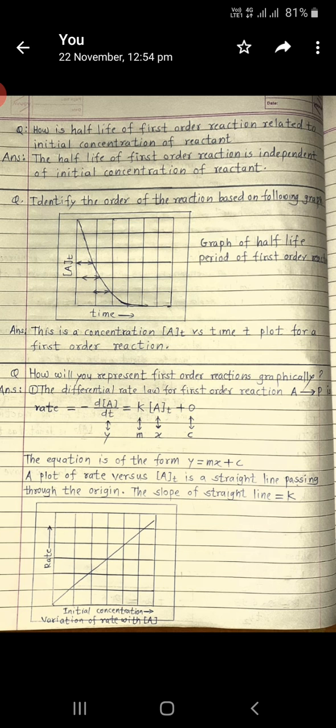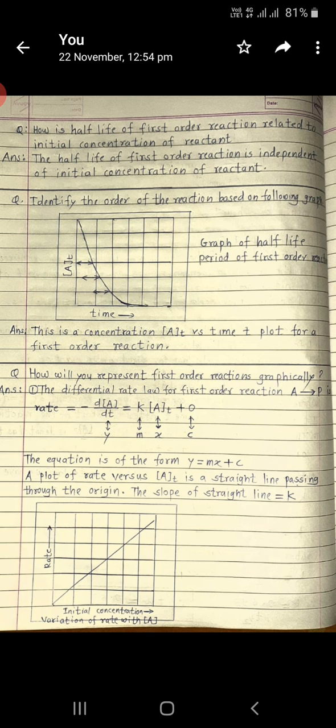So this equation is of the type y is equal to mx plus c. What is y? Minus dA upon dt is y. What is m? k is m, and k is constant. And what is x? At is x. And what is c? c is equal to 0. So the equation is of the form y is equal to mx plus c.